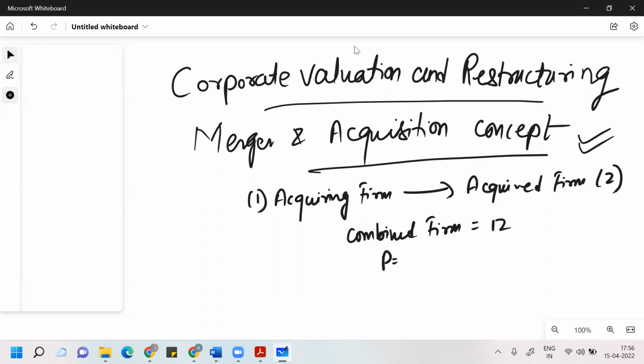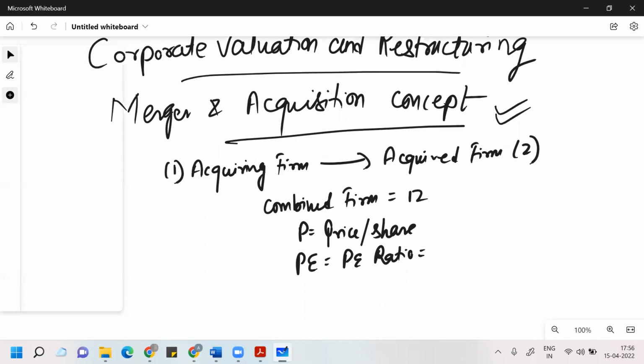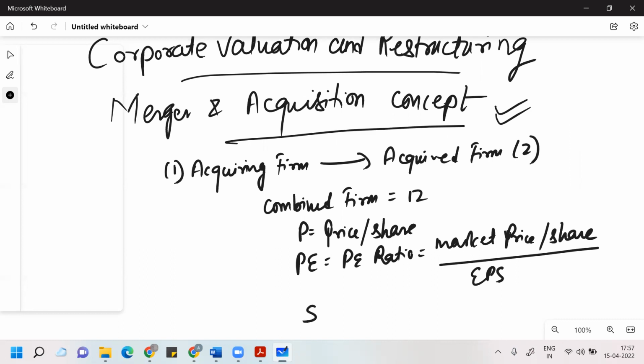Let the term P mean market price per share, and let the PE ratio be written as PE. PE means price earning ratio. I hope everyone understands what the price earning ratio is. It is nothing but the market price per share divided by the earning per share, EPS. And let S be the number of outstanding shares.